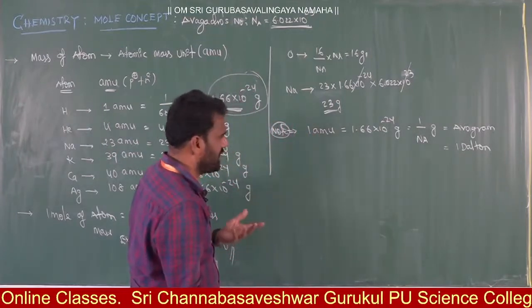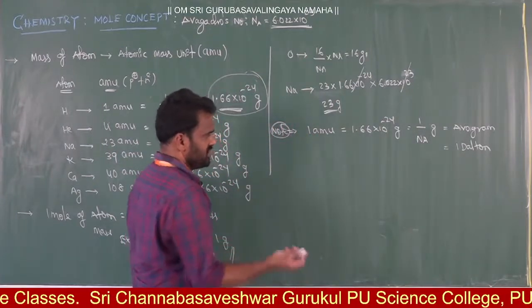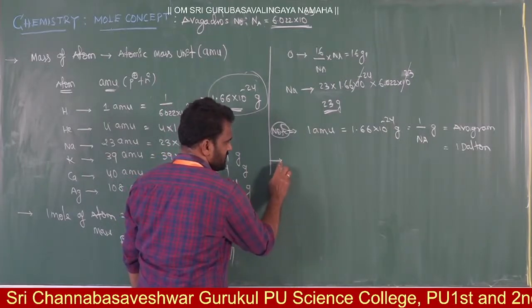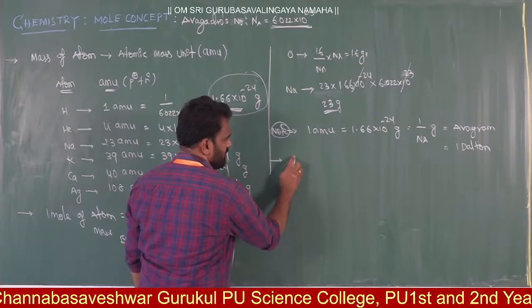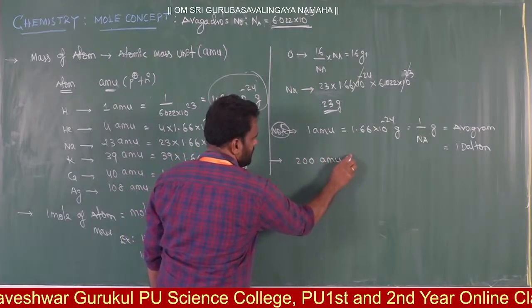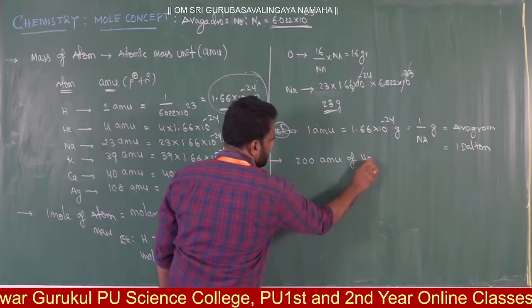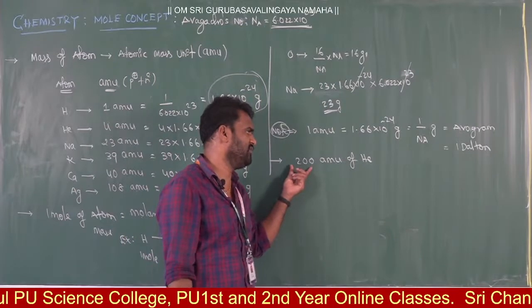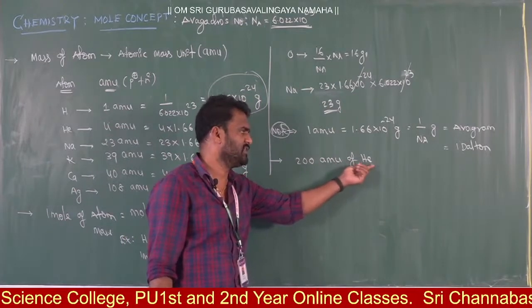Right, now let me give some questions. Here is the first question. Find here, I have 200 AMU of helium. A weight of 200 AMU is given with respect to helium.